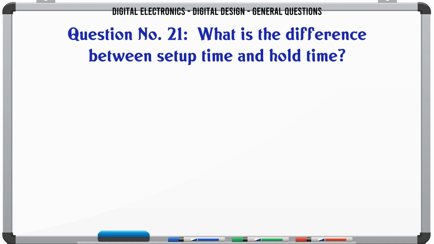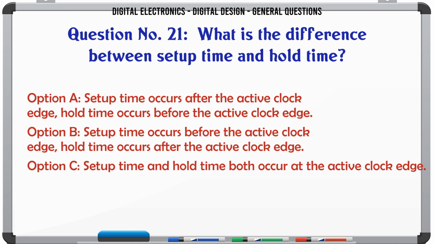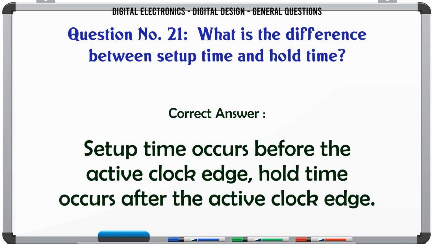What is the difference between setup time and hold time? A. Setup time occurs after the active clock edge. Hold time occurs before the active clock edge. B. Setup time occurs before the active clock edge. Hold time occurs after the active clock edge. C. Setup time and hold time both occur at the active clock edge. D. The correct answer is setup time occurs before the active clock edge. Hold time occurs after the active clock edge.